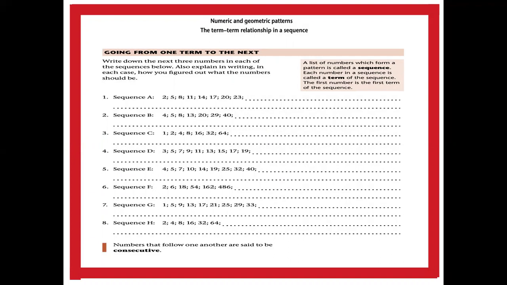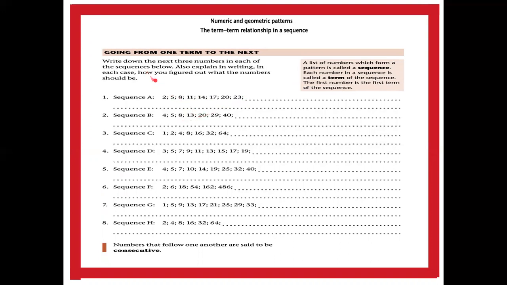So, sequence A, over here. First let's read this, sorry. A list of numbers which form a pattern is called a sequence. Each number in a sequence is called a term of the sequence. The first number is the first term of the sequence. So here's the first term, and then it goes up from there in this case.